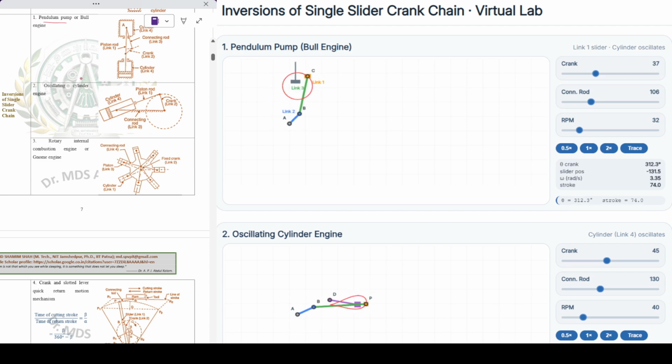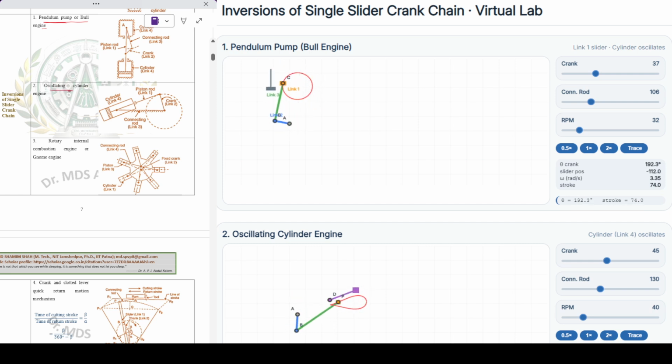Here in this animation I am going to show you inversion of single slider crank chain. Mainly we are having 5 different types in this inversion of single slider crank chain. The first one is the pendulum pump, also known as a bull engine. One by one we are going to look in the animations, how they function.